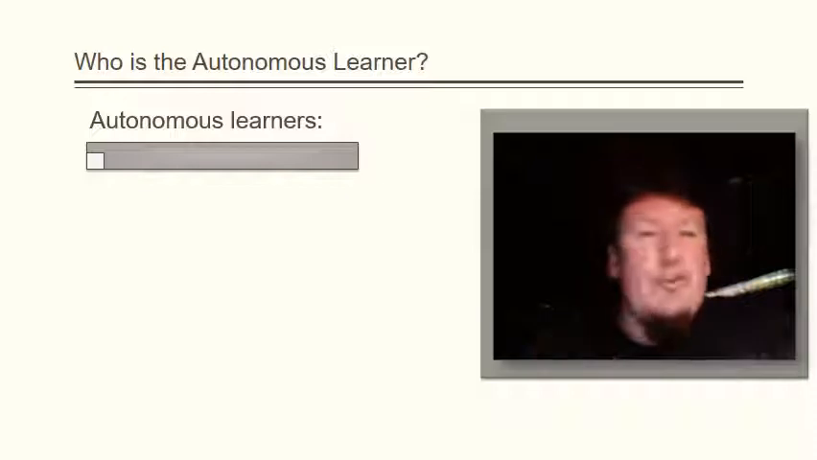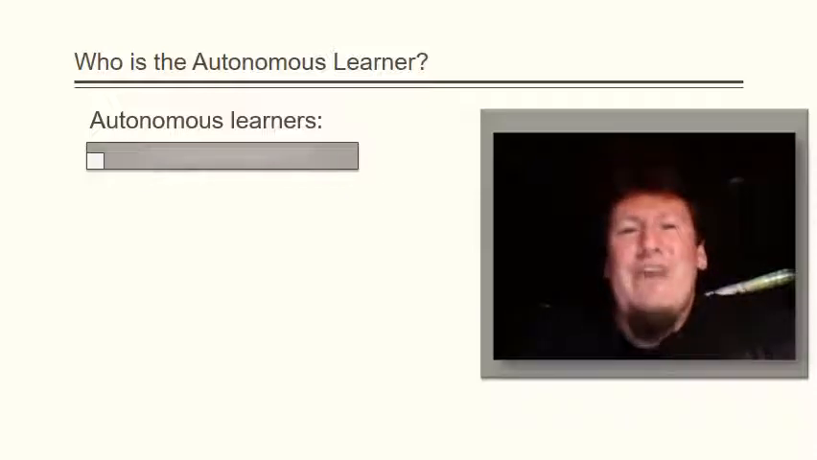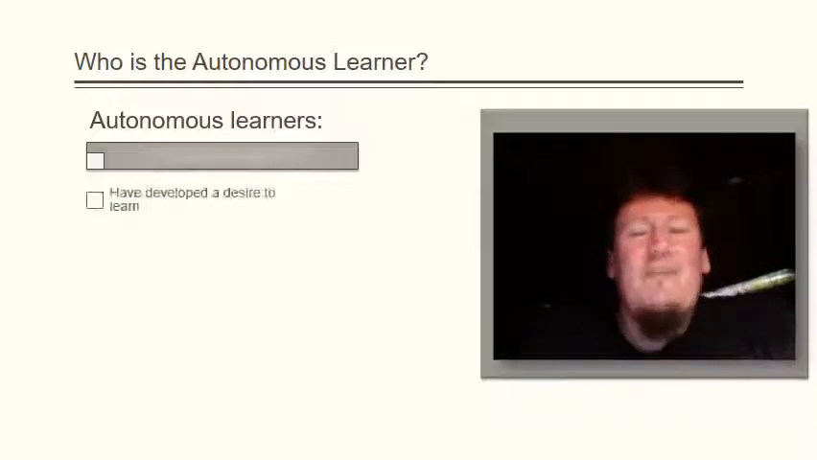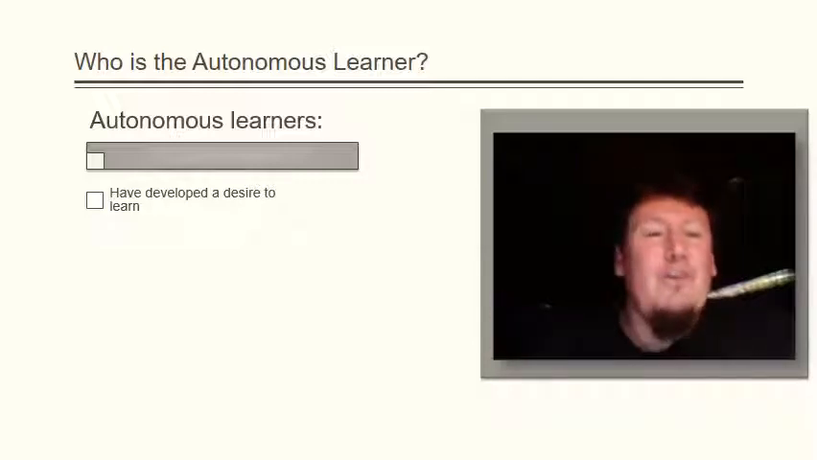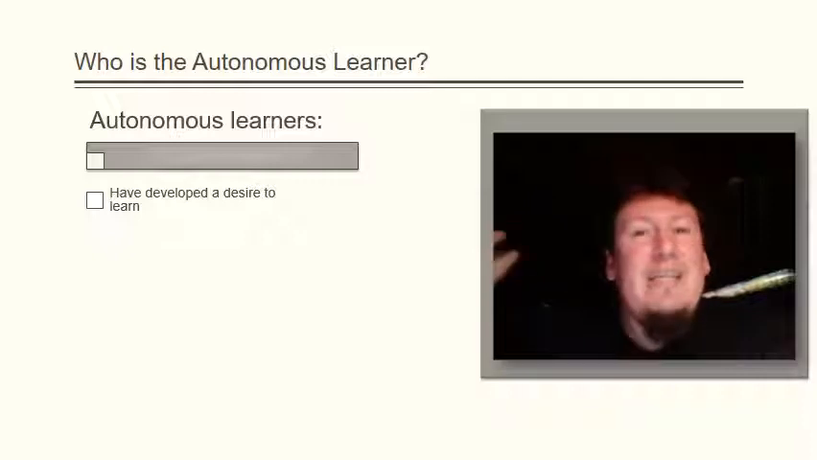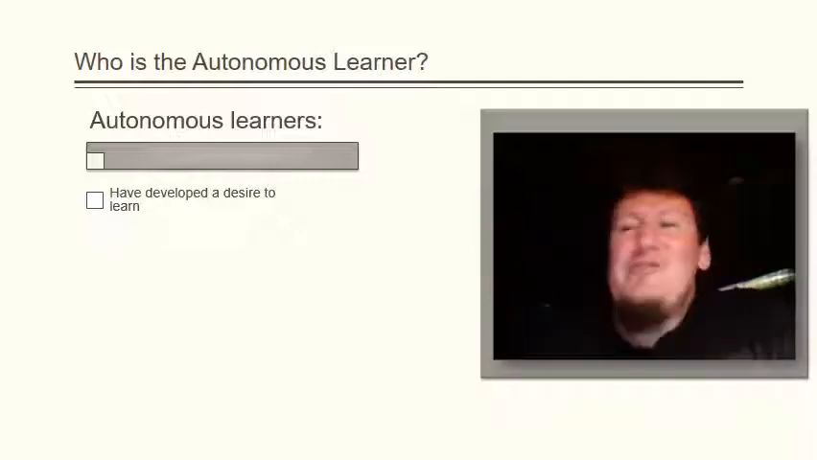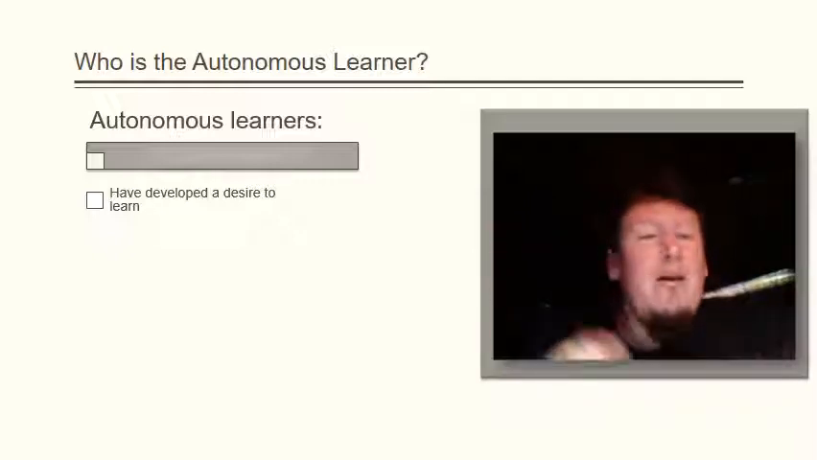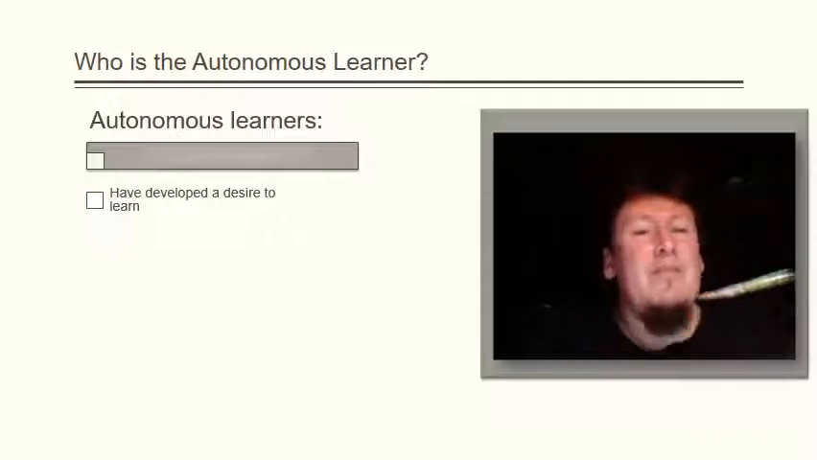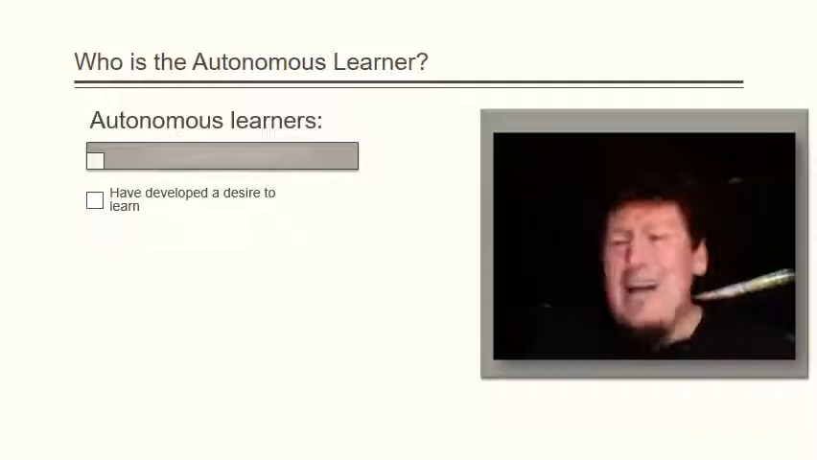Let's go ahead and identify the first one here. So autonomous learners, who are they? What are their characteristics? What should we expect from a fully autonomous learner? Let's say that we have a learner and he or she is completely an autonomous learner. So these are some of the things that we're going to discover in them. To begin with, they have developed a desire to learn. And I think this is key.